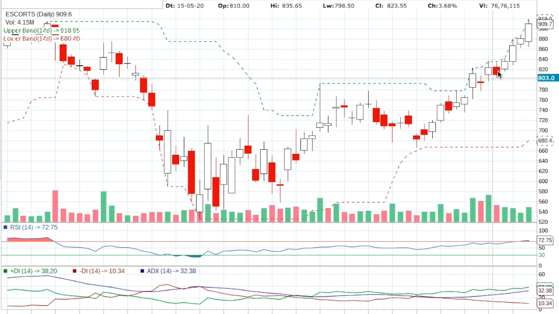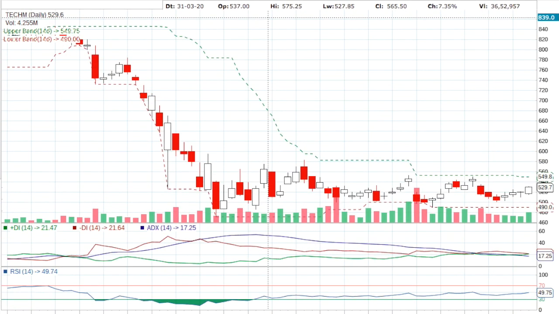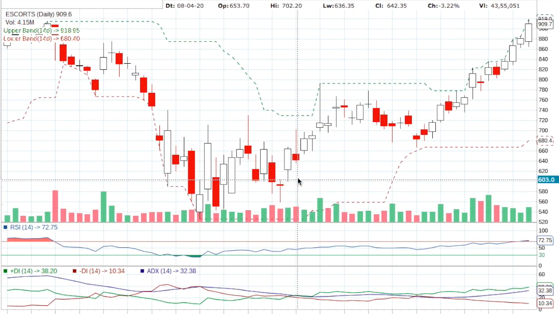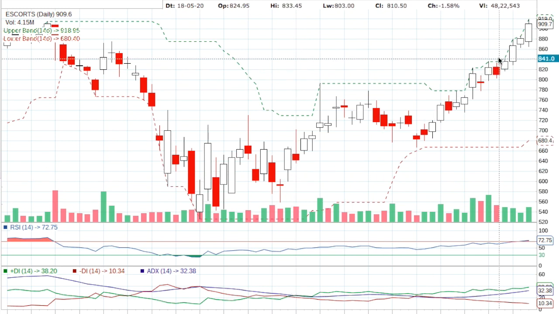So for this intraday trading strategy, we should pick a stock which is trending. As we can see, between Tech Mahindra and Escorts, Escorts is the one which has been trending in a particular direction. So we will select Escorts to explain our intraday trading strategy using Supertrend.